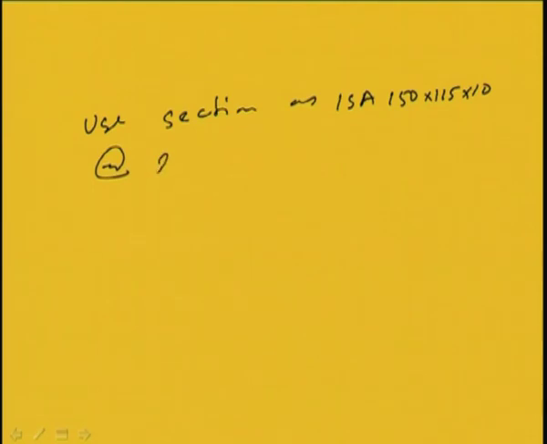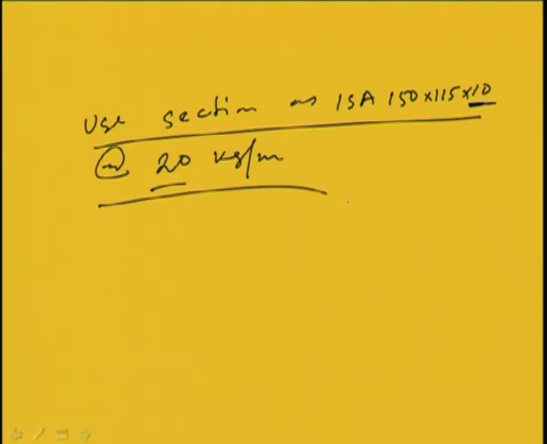That means what will be the section? So, use section as say ISA 150 by 115 by 10, and its weight was also given in the code, which can be found for 10 mm thickness. This is 20 kg per meter. Okay. So, the answer will be this: 150 by 115 by 10 at the rate of 20 kg per meter. In this way we can make it.